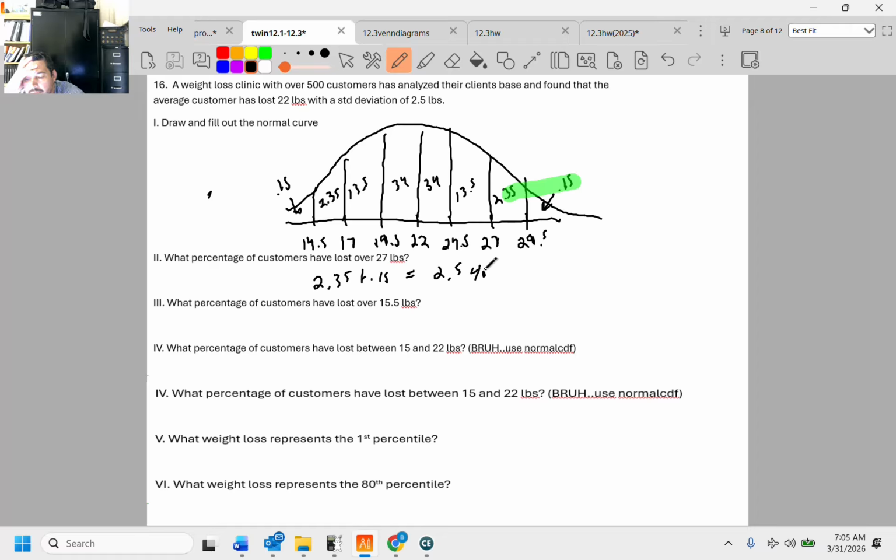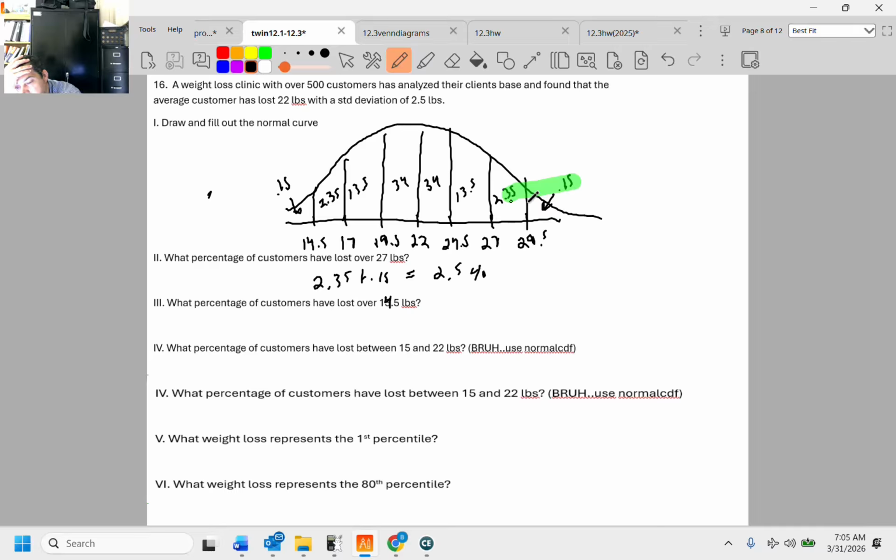All right, what percentage of customers have lost over 15.5 pounds? I don't see 15.5 on here. Do you? Actually, this is just a typo. I intended for this one to be something you could do. Apparently, I just did the math wrong in my head. But it is everybody but this guy. It's everybody but this guy.